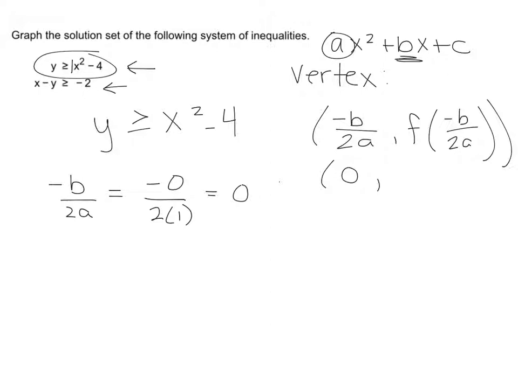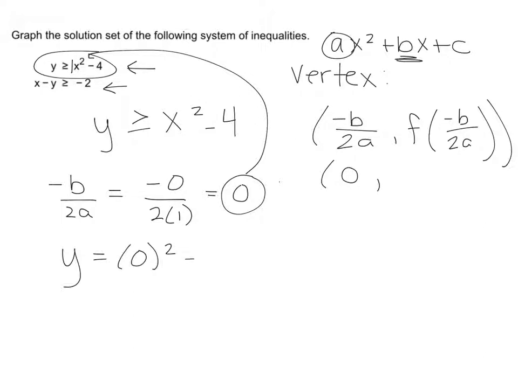Now we're going to plug a 0 in for x in the original inequality and solve for y. And we can change that inequality sign to an equal sign since we're solving. And we'll say y equals 0 squared minus 4. So that's 0 minus 4 equals y. So y equals negative 4. That means that our vertex is 0, negative 4.